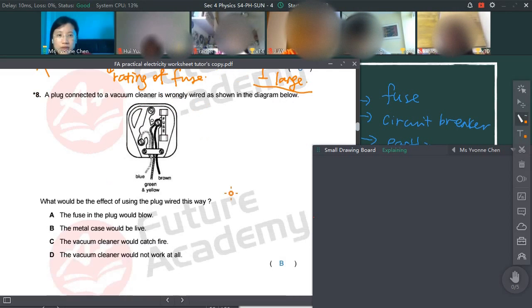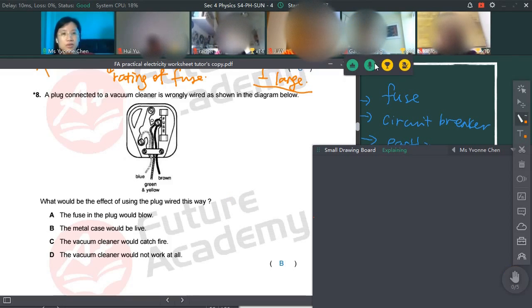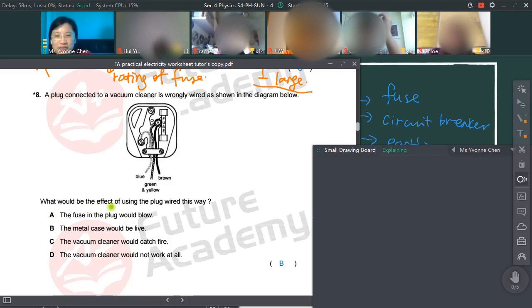Now let's look at question 8. I think for question 8, most of you have a problem. Okay, so question 8. What would be the effect of using the plug wired this way? So what's the problem here? You look at the circuit, what's the problem here? Please do an inspection.